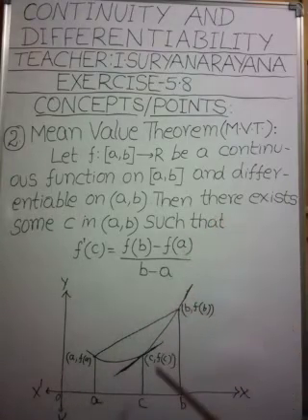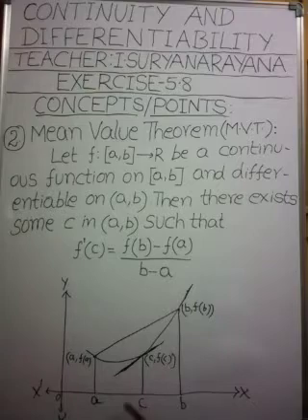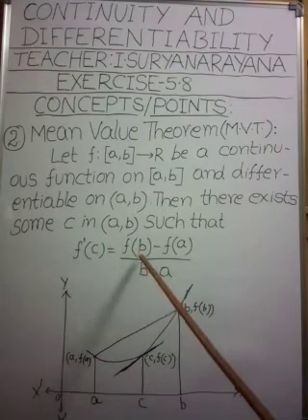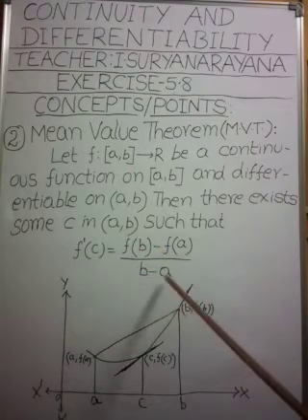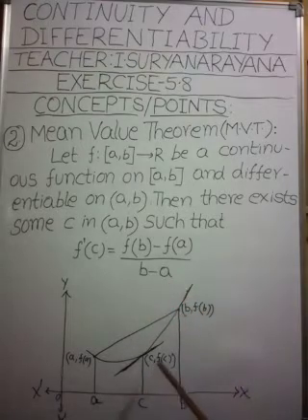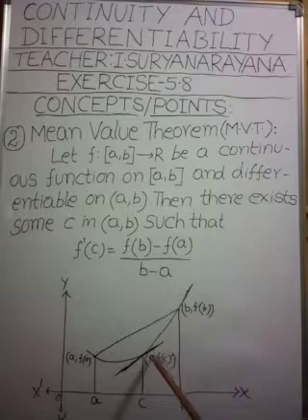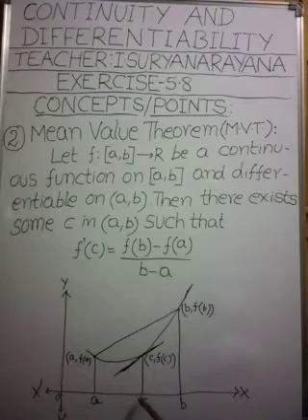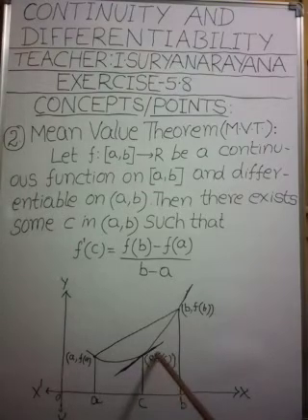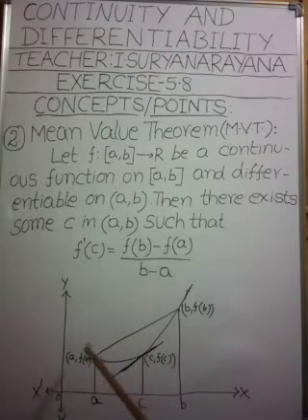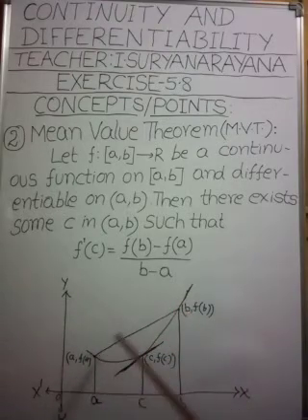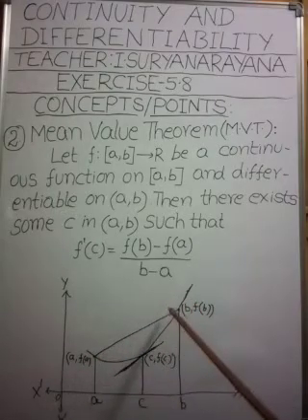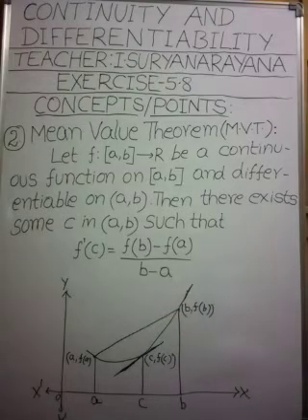Then we can find some real number c in between a and b such that f dash of c is equal to f of b minus f of a by b minus a. It means if you draw a tangent to the given function at point c, it is parallel to the line joining these two points. Understood this point, my dear children? Right.